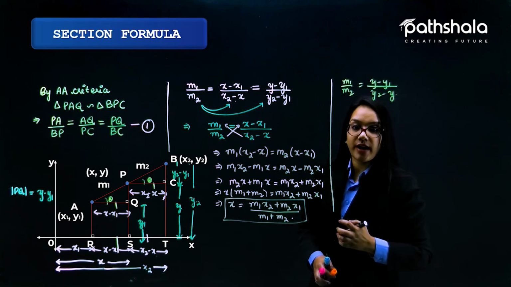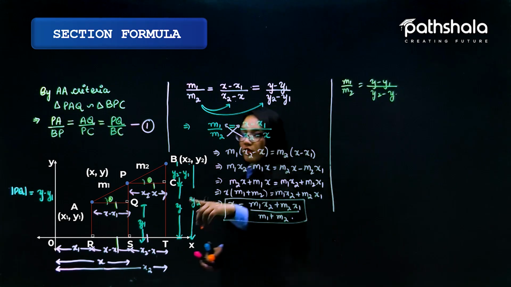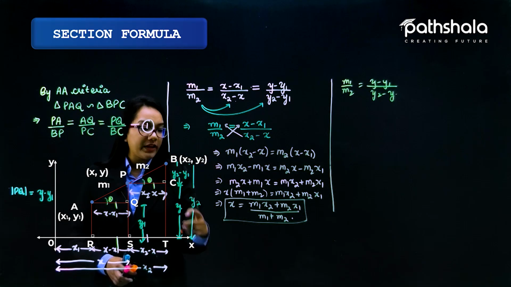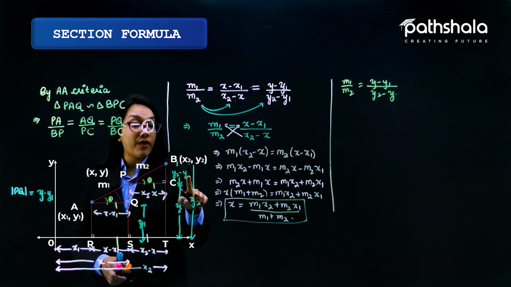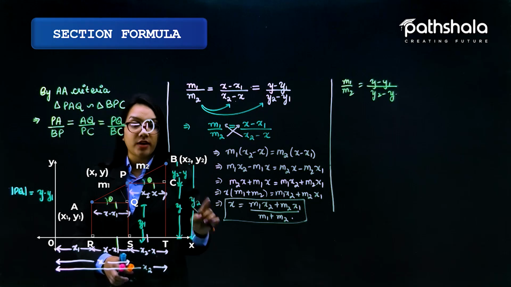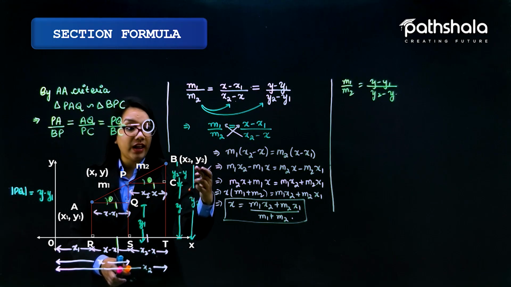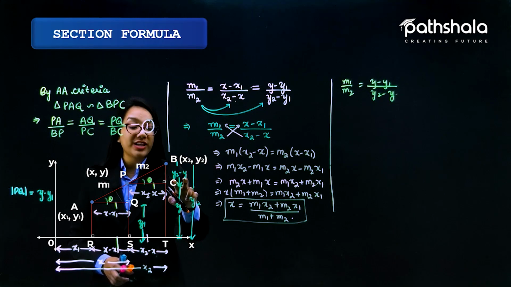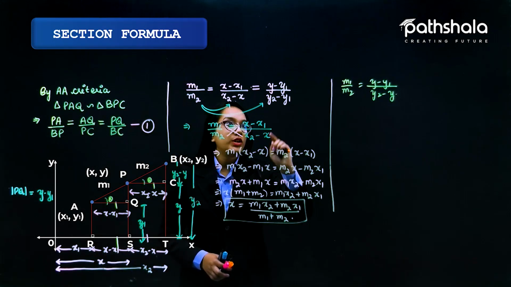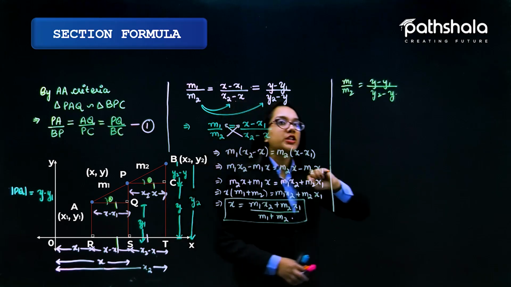So it is actually not y2 minus y1. As you can see over here, this whole distance was y2, this whole distance was y. So this distance was y2 minus y, not y2 minus y1. As you can see over here, we have written it in a wrong way. So this was actually y2 minus y, not y2 minus y1. So let's just correct it over here as well.